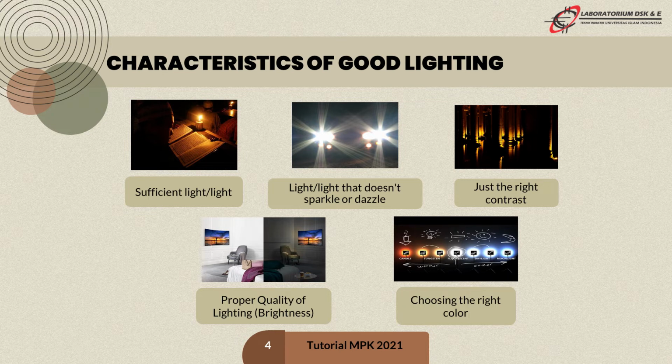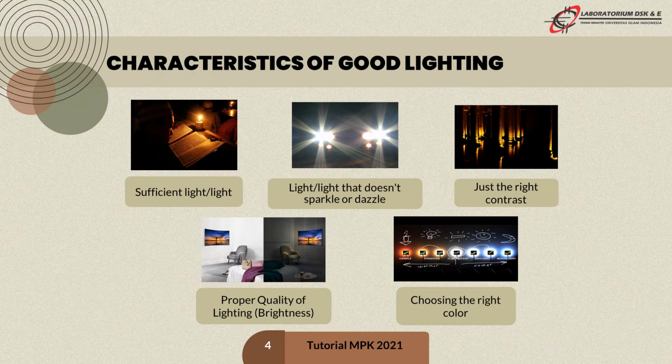And then the third is good and proper contrast. It means a significant difference in terms of color, form, size, and so on. The contrast is made so that colors between one object and another object have clear differences. And the fourth is good and proper brightness. The level of luminance or brightness in a room is not too bright or too dim.